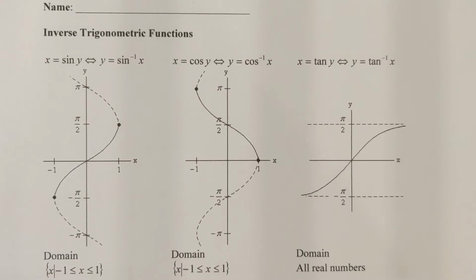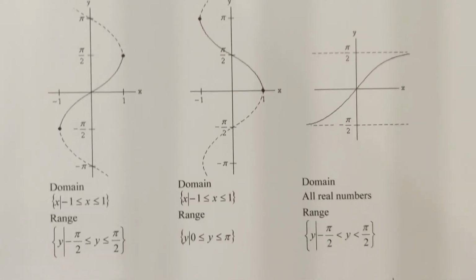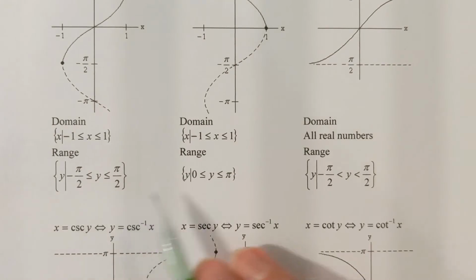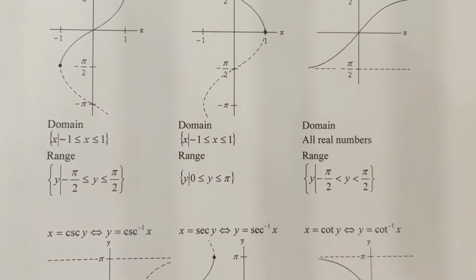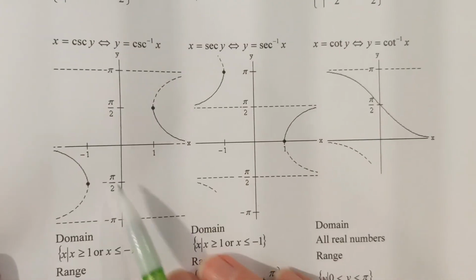If we know the original graphs, all we're doing is we're just simply switching x and y, and so we're rotating that original graph about the line y equal x to get the inverse graph. Okay, the range of each inverse function is going to be important for the calculations that we'll be doing in this section. You'll see me referring to the range quite often, actually.